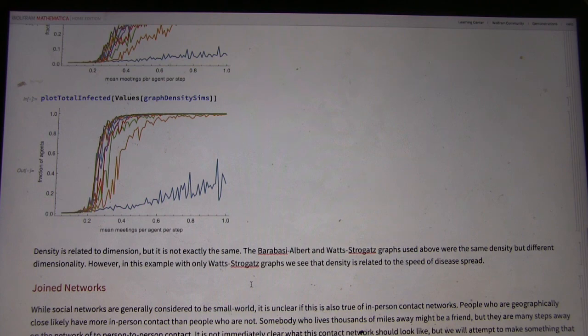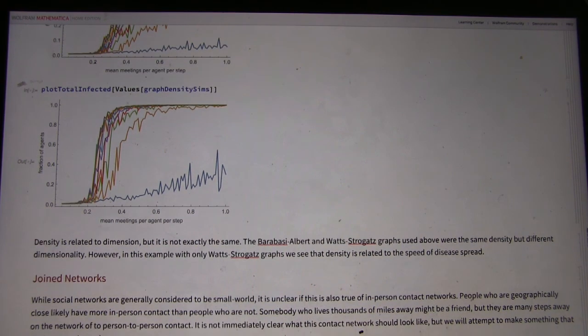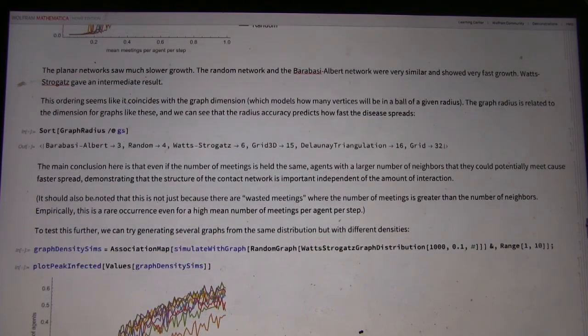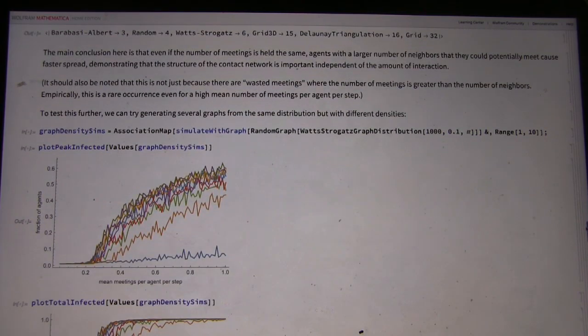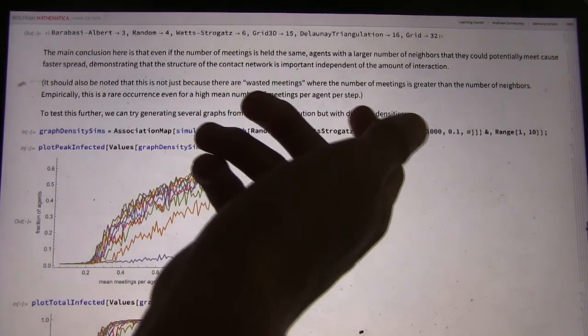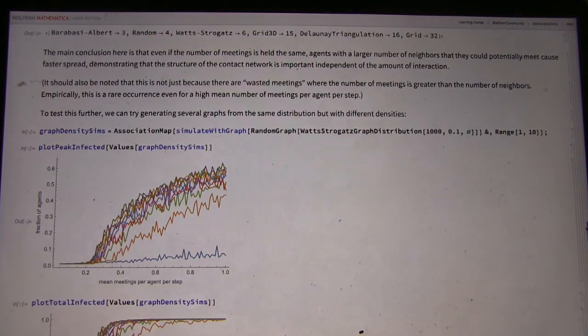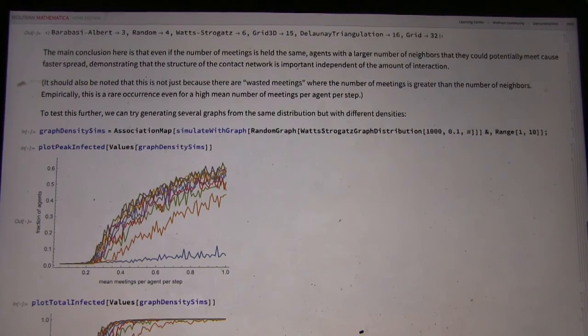Okay. Yeah, that's interesting. I didn't look carefully at this part of it. I think this is Watts-Strogatz with different densities of the graph. Okay. Let's take a look. Yeah, so it's the same distribution, different densities. Oh yeah. Okay. Yep, you're right. It's a density of whatever the 1 to 10 is. 1 to 10 were the number of edges.